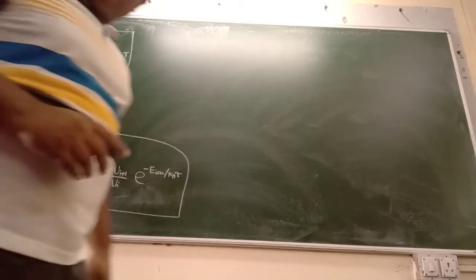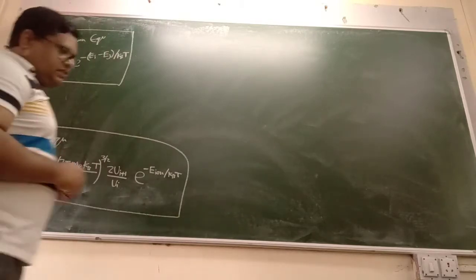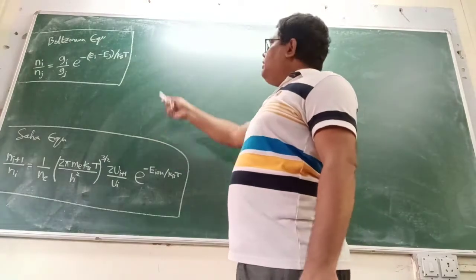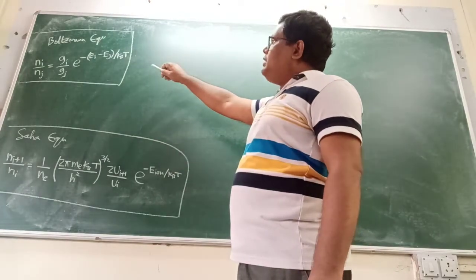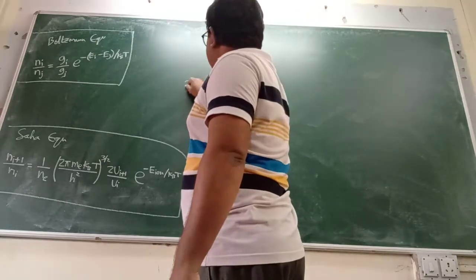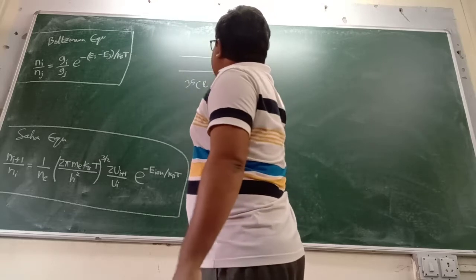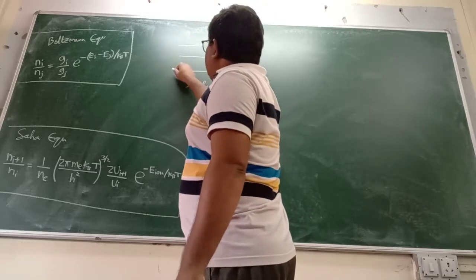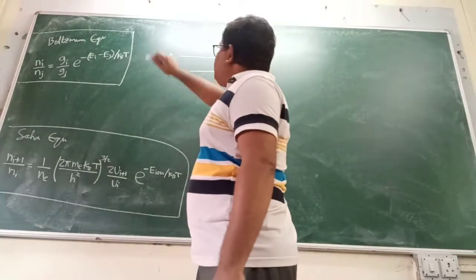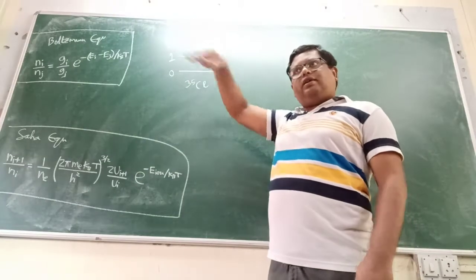Okay, so now what we are going to do is discuss the Boltzmann equation and the Saha equation. Right? Now see, the Boltzmann equation basically tells you, suppose let me talk about one particular case, 35 chlorine. Now if we look into the energy levels of 35 chlorine, this is the ground state, this is the first excited state, this is the second excited state, and so on and so forth.